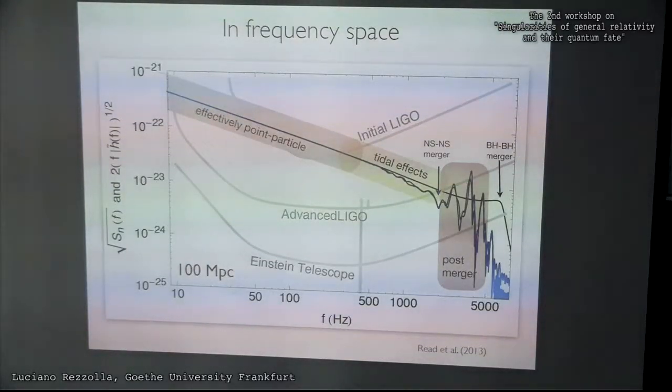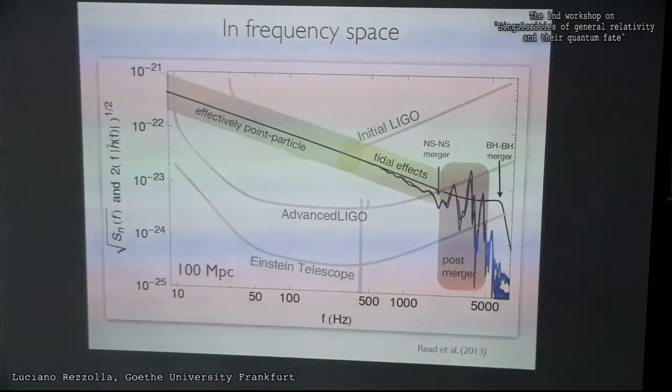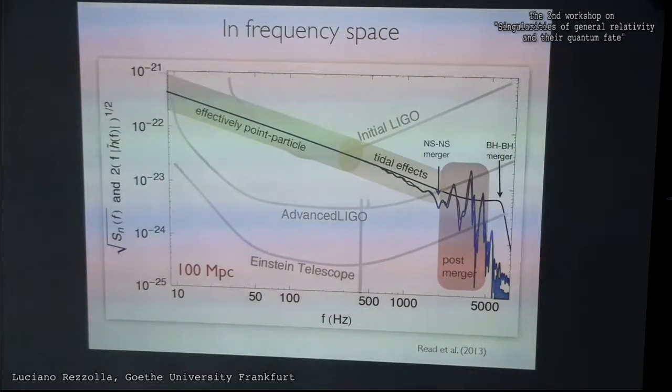Now, by contrast, binary neutron stars are shown with blue lines. And as you can see, there is quite a difference. Round about here, binary neutron stars, remember that they have an extended size. They are 10 kilometers or so. And so they will start interacting at these frequencies. These are called tidal effects. There is a whole industry nowadays in trying to model these tidal effects.